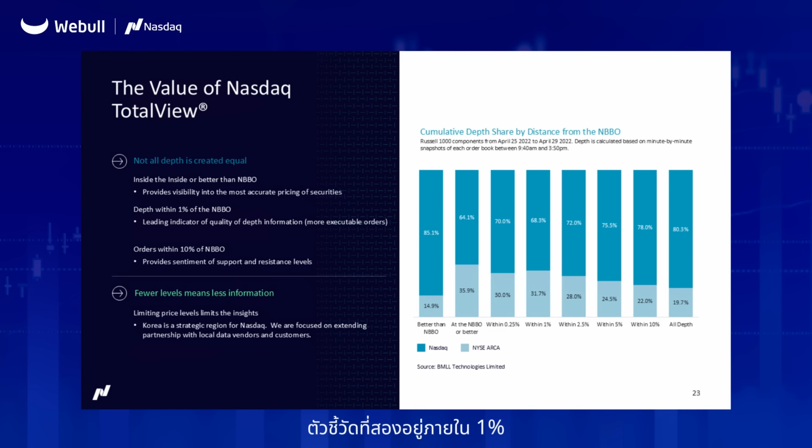The second metric is within 1%. 1% means what? If today Tesla is right now doing $200, 1% will be what? $198 or $202. The spread, that's 1%. And within that price range of 1%, which market data has the most volume? Again, Nasdaq TotalView has the best depth share. That means all the prices and the volume are on the Nasdaq trading engine.